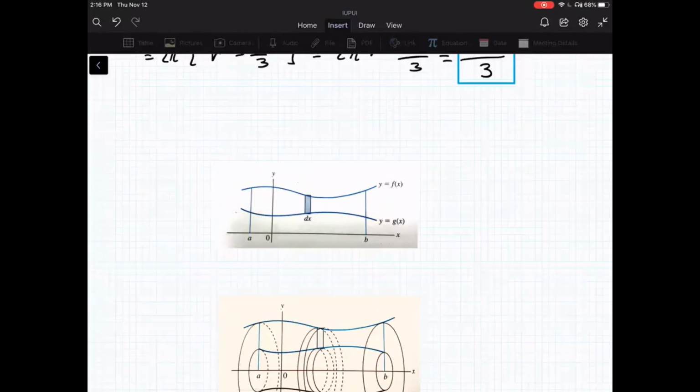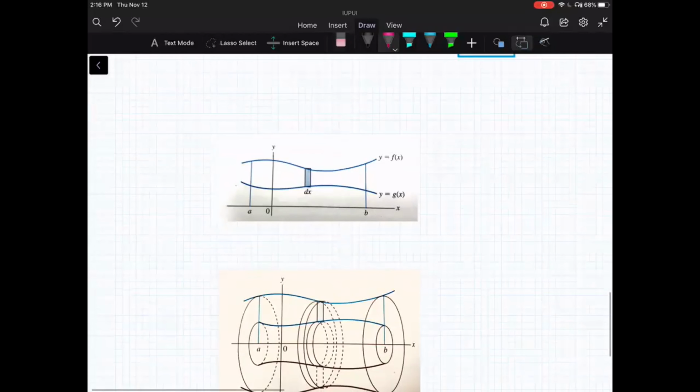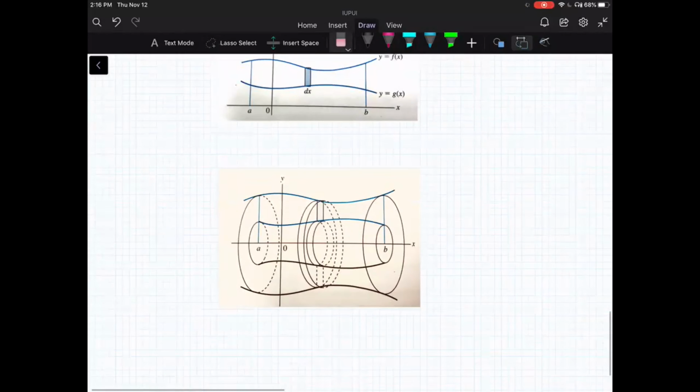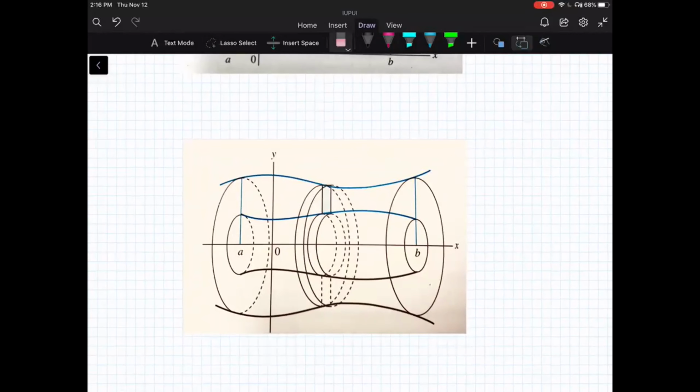The same story happens when you have two curves, f of x and g of x. The typical rectangle will be this one between two curves. And if you rotate such a rectangle, you will obtain not a disk, but a washer, because you will have empty space between the x-axis and g of x in this case. You will get a picture like this. You will get a washer.